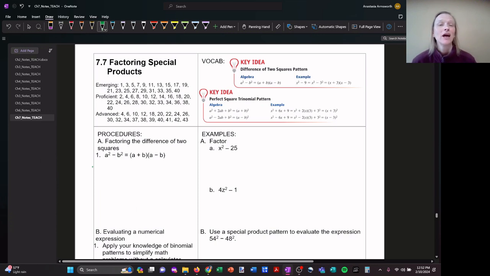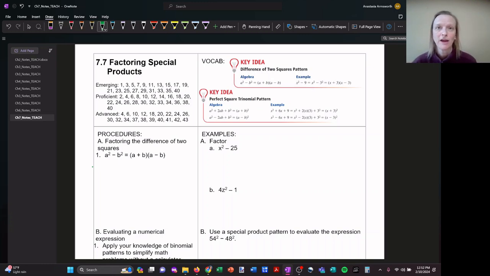Folks, today we're going to learn how to factor special products. We've spent the last couple lessons factoring just by listing all the possible factors of the A value and the C value and seeing what works.